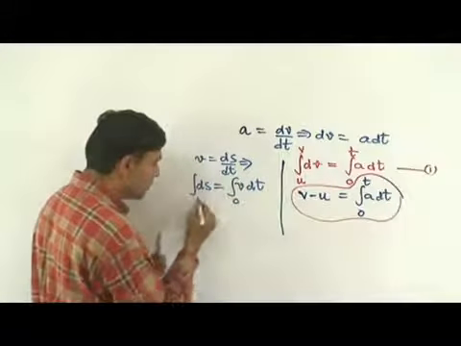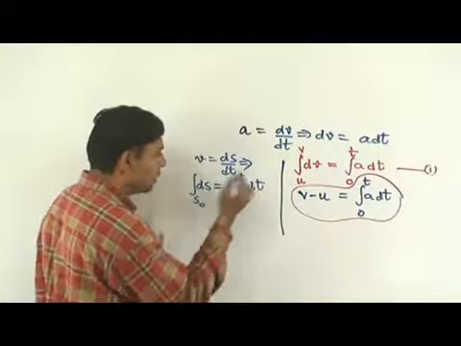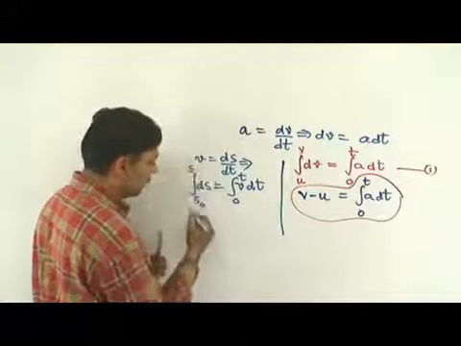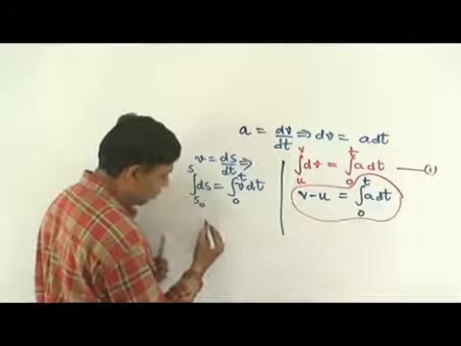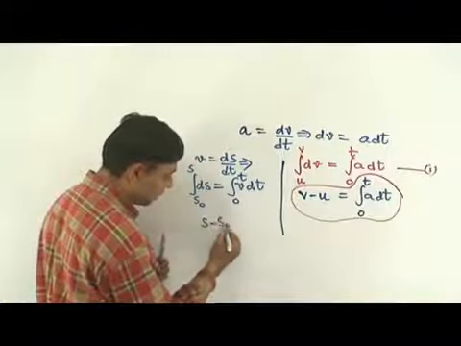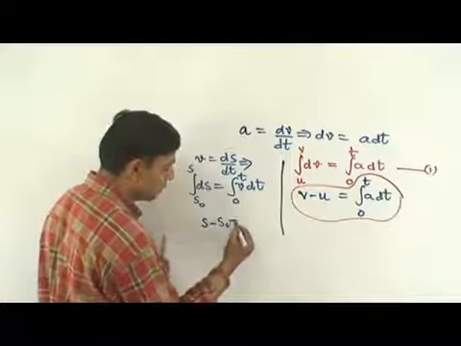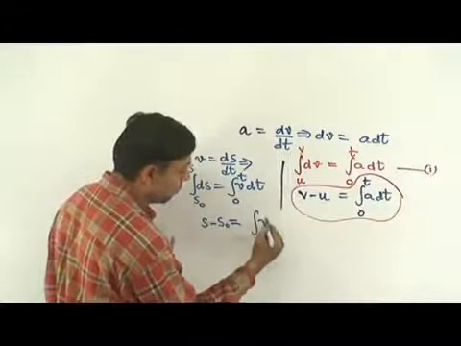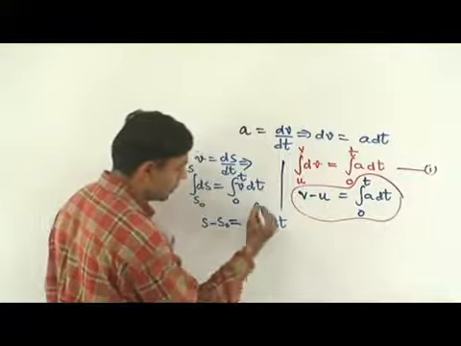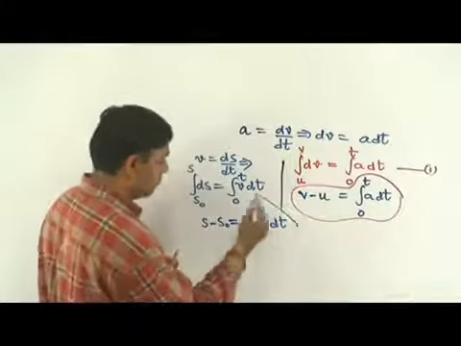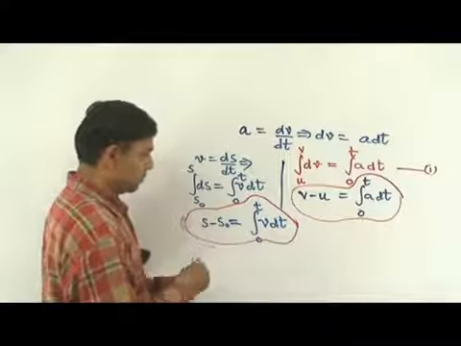At t equal to 0, let the position be s0. At time t, let the position be s. So this is going to be s minus s0, or displacement. Change in position vector is called displacement. This is equal to the integral of v dt from 0 to t. Let this be equation 2.